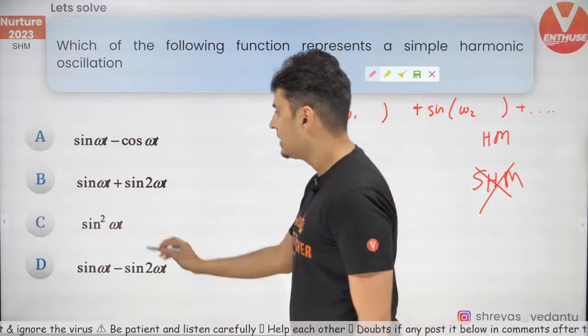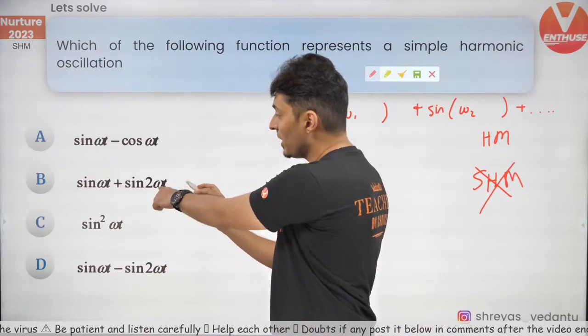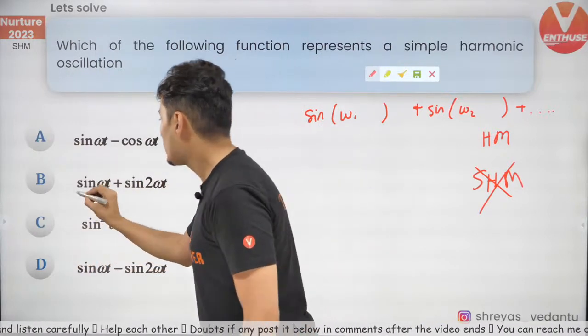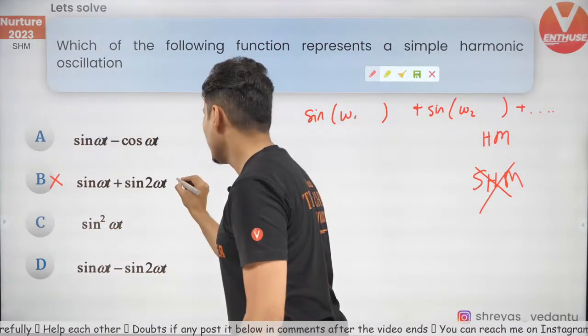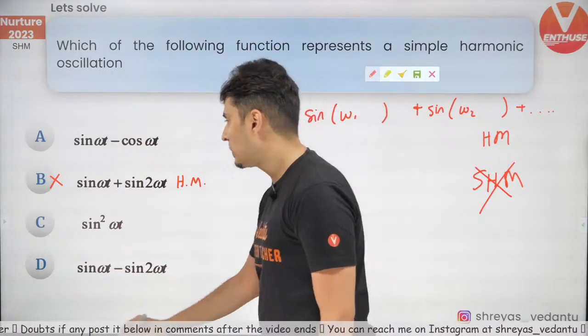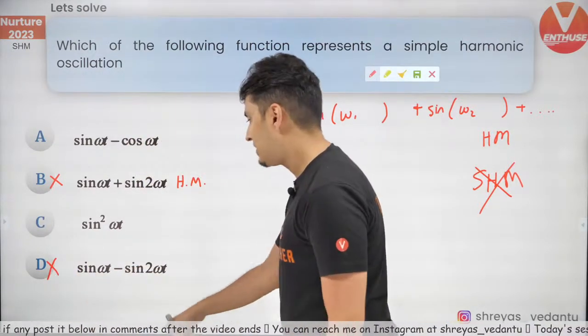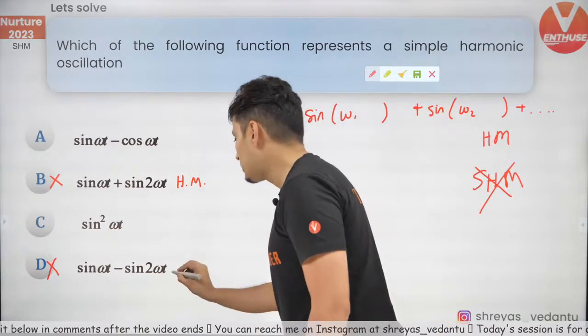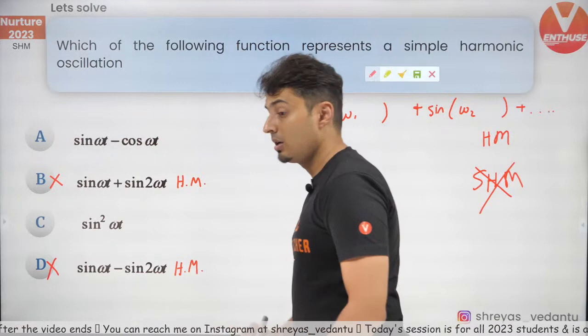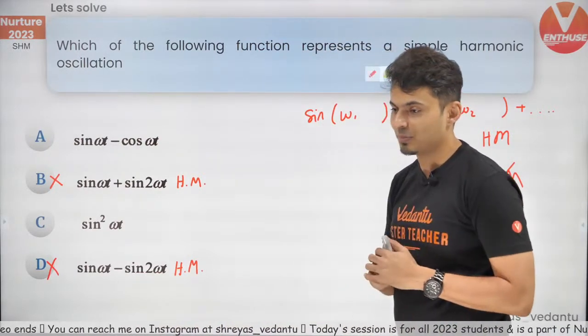Now clearly you can see sine omega t plus sine 2 omega. So omega 1, omega 2. So omegas are different. So definitely it is not SHM. In fact, it is just harmonic motion. Same is applicable for option D. That is also not SHM because you have omega 1, omega 2. So that is also basically just harmonic motion, not simple harmonic motion.